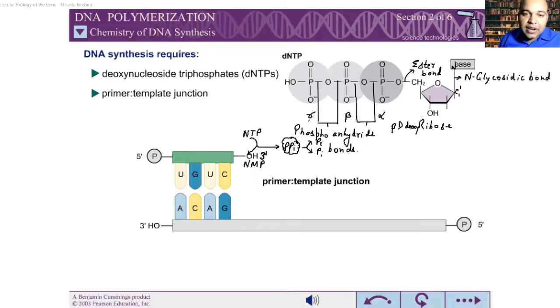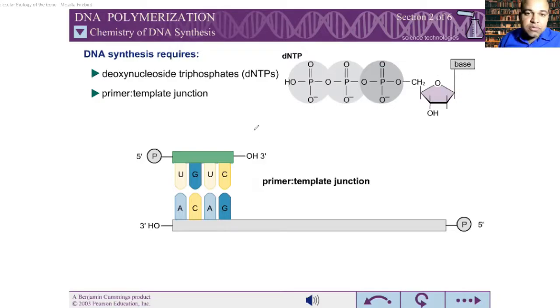So let us look at how this process of DNA polymerization takes place with the help of Kornberg DNA polymerase.